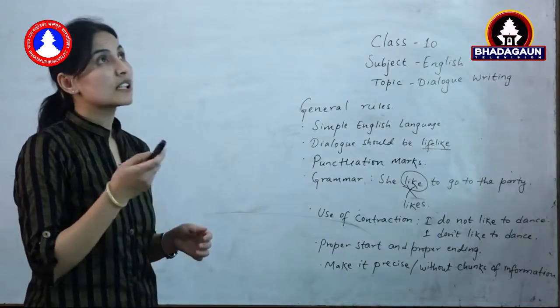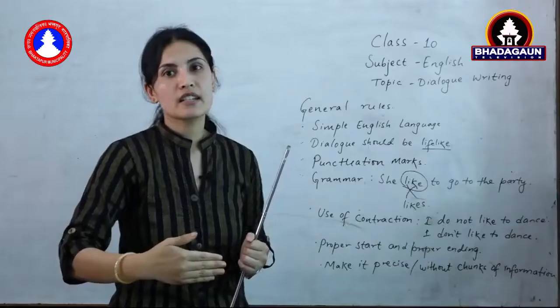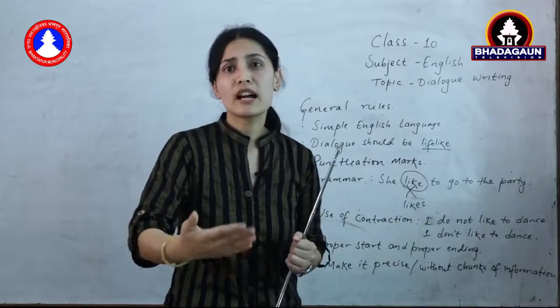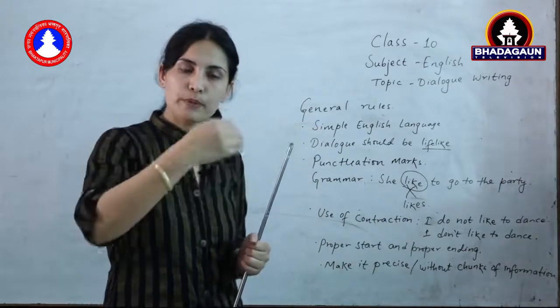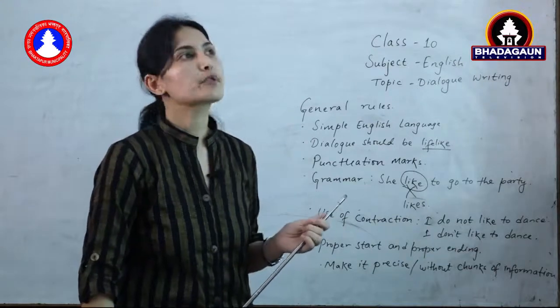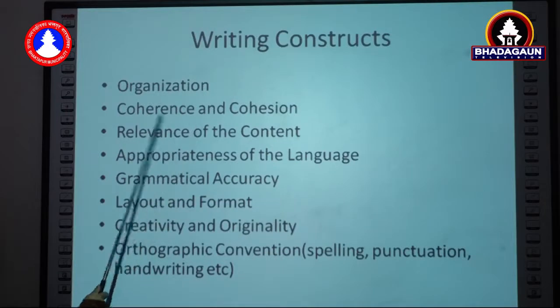So next, it is also the same, the things to be considered. Writing construct, what are the things you have to focus on? Writing construct means organization. The ideas you express over there must be organized. Whatever ideas you present in the dialogue must be organized in order. So it must have a proper start, you have to go with the situation, and then you have to have a proper ending. Alright, and coherence and cohesion means that your writing should be logical, your writing should have consistency.